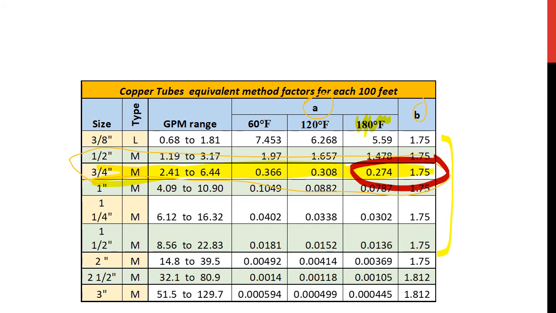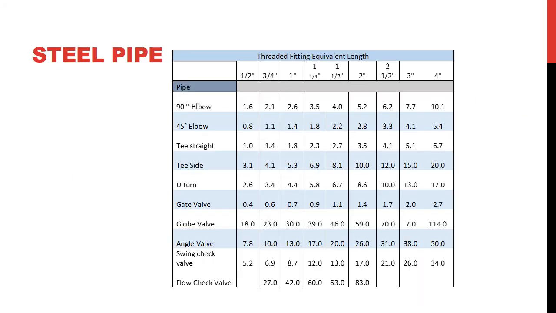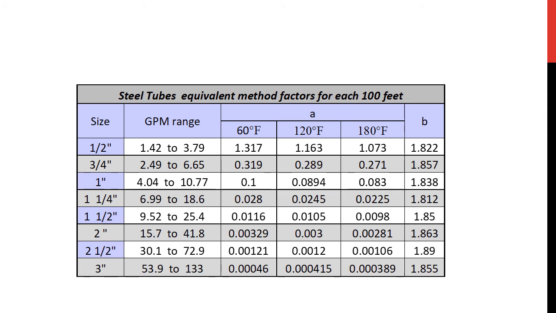All the other numbers you can always use if you have a different design. But for now, this is going to be my A and this is going to be my B, and we're done. So A most likely is always going to be 0.274 and B is going to be 1.75. Alright, let's move on. This is again for your range. So A and B for steel, A and B for copper, and we're good.